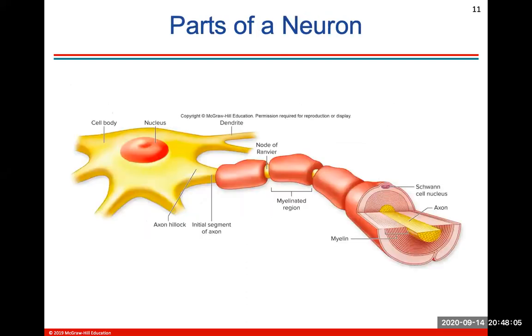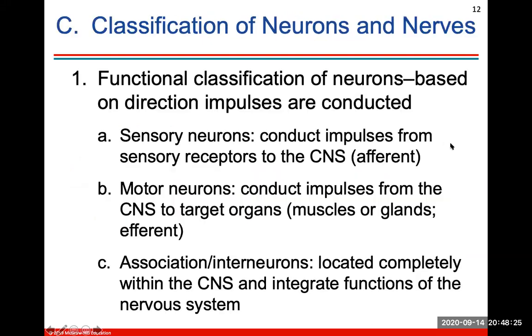So these are parts of a neuron, again showing the axon hillock. The nodes of Ranvier are where the action potential will jump between these regions of myelination. And again, the myelination helps to speed up the conduction of the transmission of an action potential. It's kind of like electrical tape or insulation.